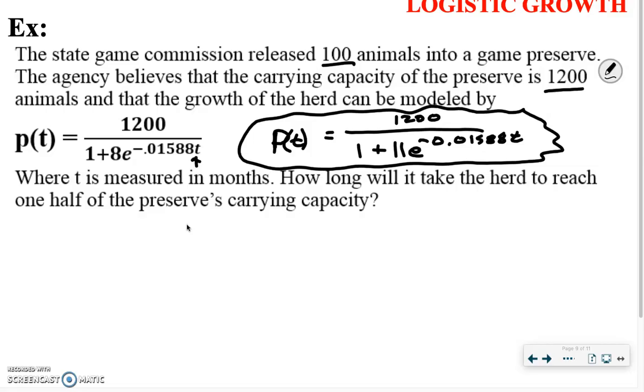That would leave my denominator as 1 plus 8, which is 9. 1,200 divided by 9 was not 100. Does that make sense? It was like 133.3 or something like that. It wasn't lining up. So by changing that from 8 to 11, that's actually going to make this true. If I put a 0 in place for T, 1,200 divided by 12 does match the capacity.